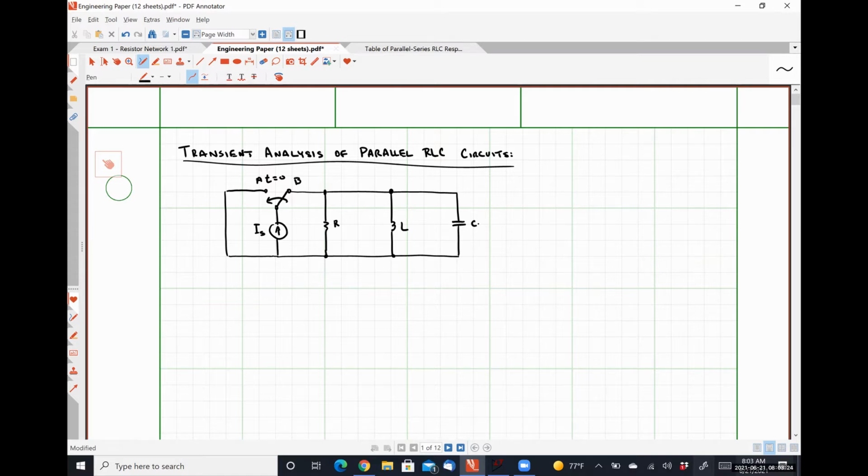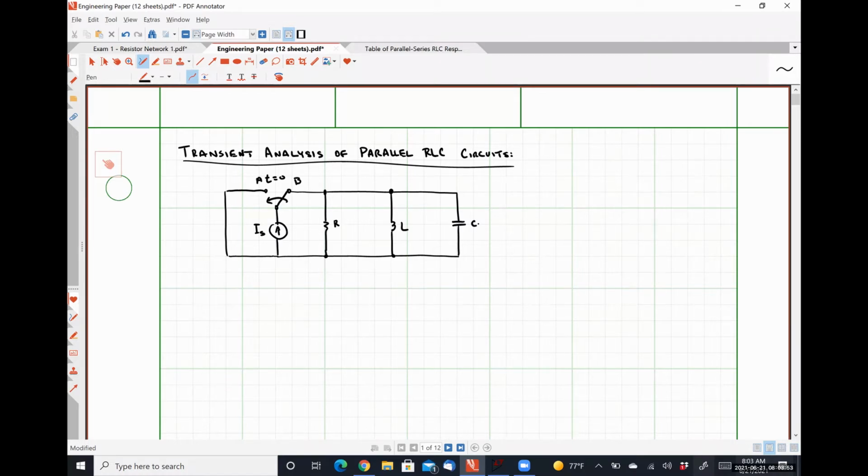Now, when that switch moves from position B to position A, the current source is removed from the RLC circuit. And so what's going to happen is that the inductor is going to transfer all of its energy between the resistor and the capacitor, and they're just going to pass energy back and forth until the resistor eventually converts all of this energy initially stored by the inductor into heat, because that's what resistors do.